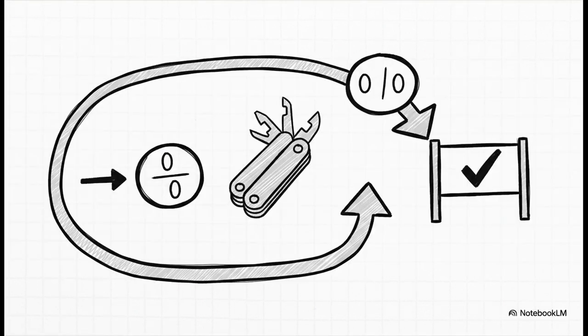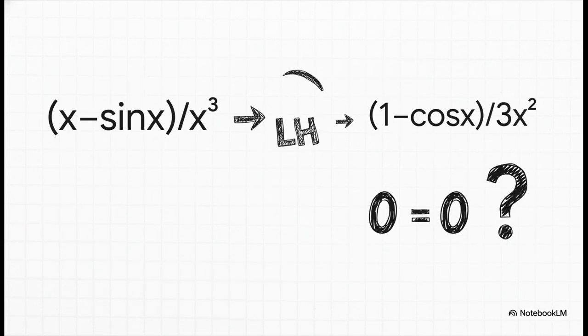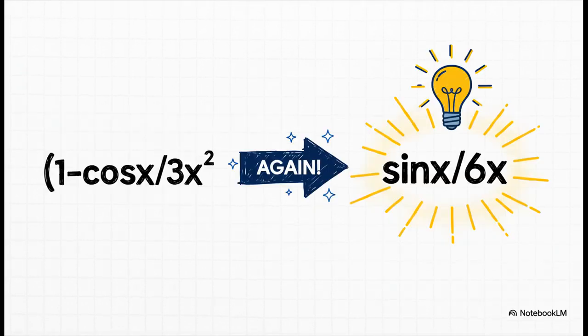Okay, but what happens if applying the rule once just isn't enough? I mean, sometimes you might do all that work just to find you've landed right back on another indeterminate form. Right, so for this problem, after our first go with the rule, we check the form again. The numerator, 1 minus cosine of 0, that's 0. The denominator, 3 times 0 squared, also 0. We're still at 0 over 0. But hey, no problem. The rule says we can just apply it again.